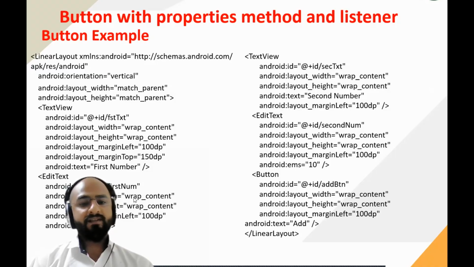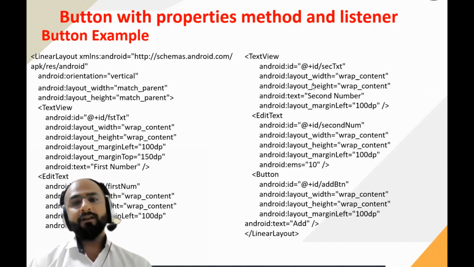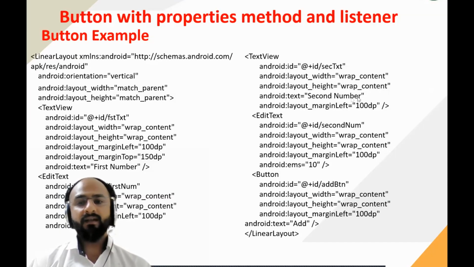Width जो है वो edit text का wrap content रखा है. Height जो है वो भी edit text का wrap content रखा है. और margin दिया है हमने 100 dp का. Then I have taken another text view. Second text with wrap content, height of wrap content, the text of these text with second number and layout margin left 100 dp. Then I have taken another edit text with second number as ID, wrap content width, wrap content height, margin left 100 dp.